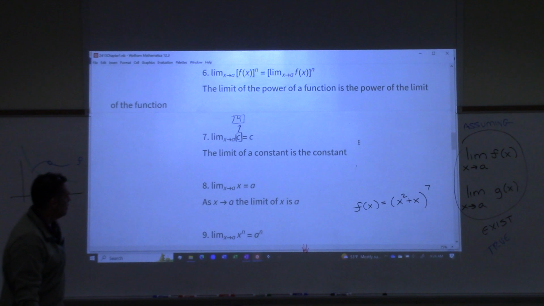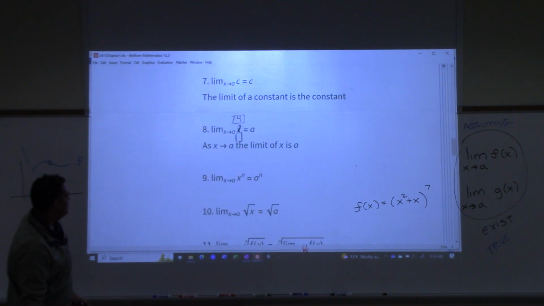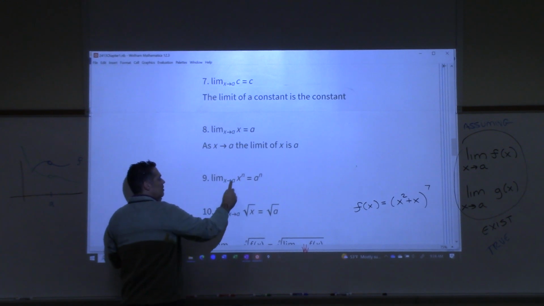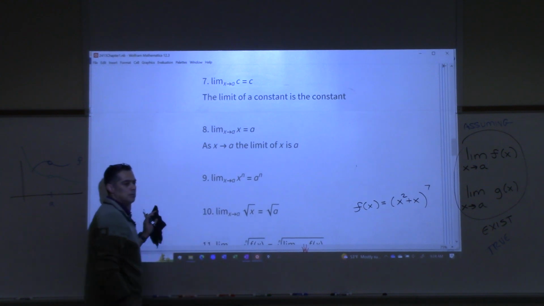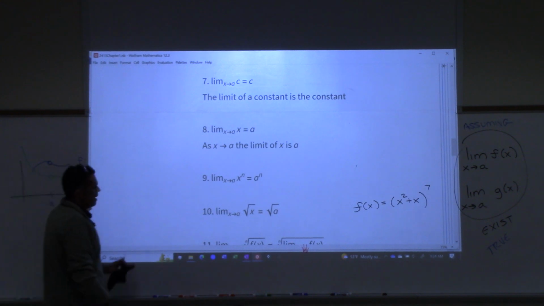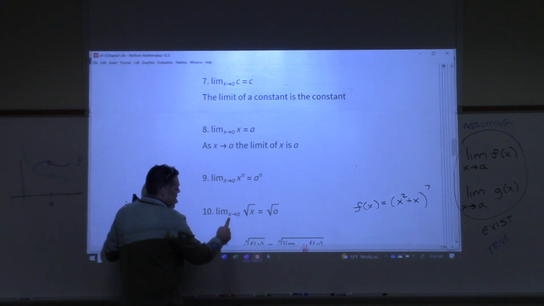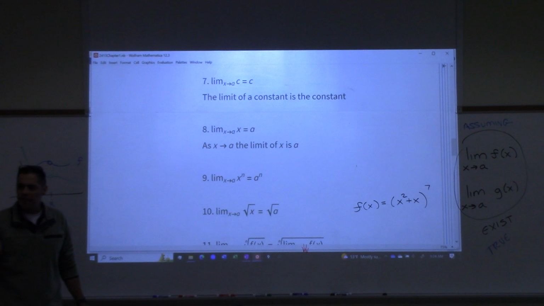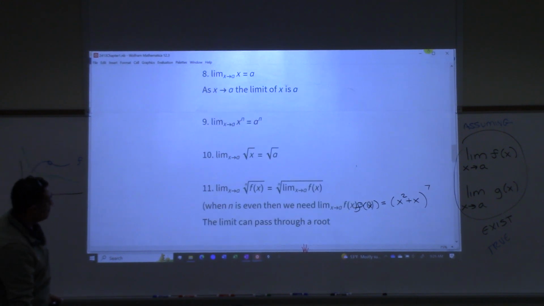It's the 8th one. The 9th one says if you have x to a power and you let x go to a, then that x gets replaced with a and it just becomes a to that power. And then this law says if you have the square root of x and I let x go to a, then I should just get the square root of a. Again, it's essentially like replacing the x with a, right? That's what I'm doing there. And the last law, I'm going to skip that for now. We'll come back to that.